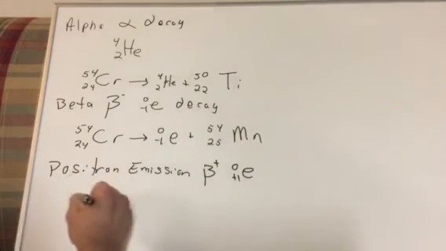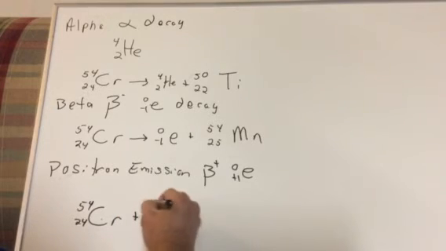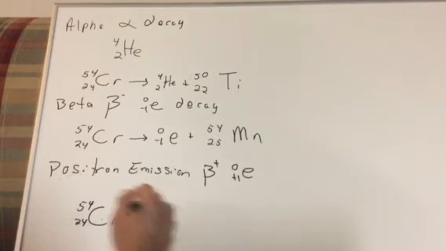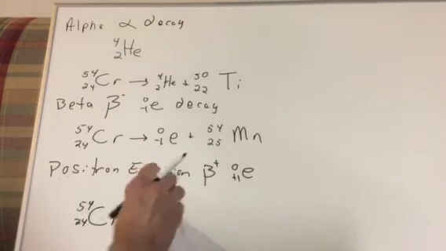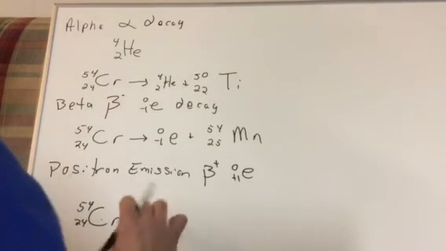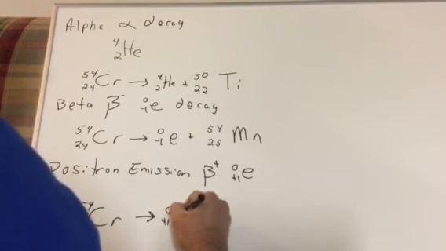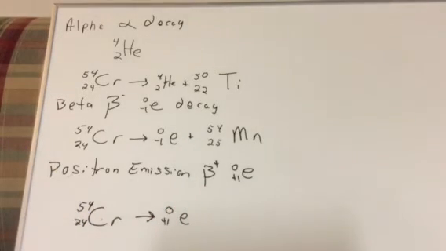So in this situation, again, let's go to our chromium. And let's say that it goes through an electron capture. Excuse me, positron emission. I jumped the gun there a little bit. Okay, so it goes through a positron emission. So now we have a positron that's being emitted. So again, think about a neutron as a proton and an electron.